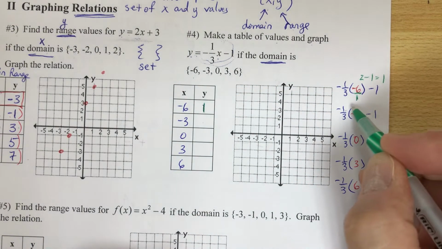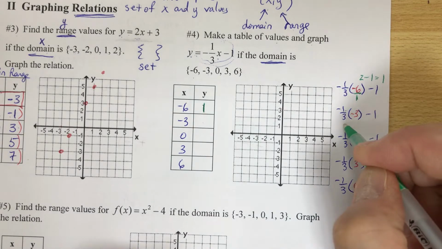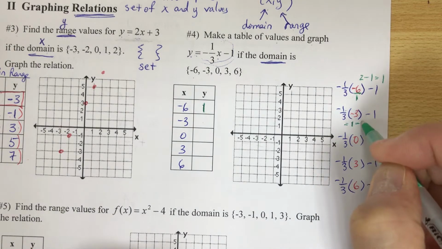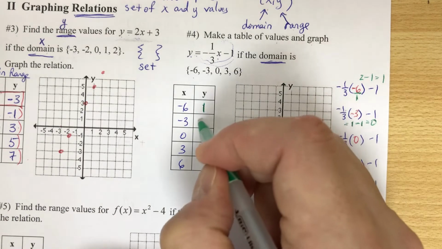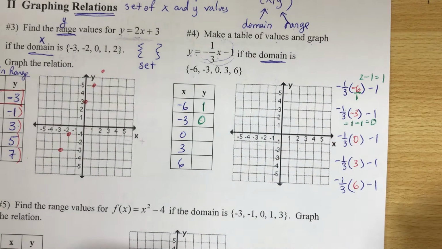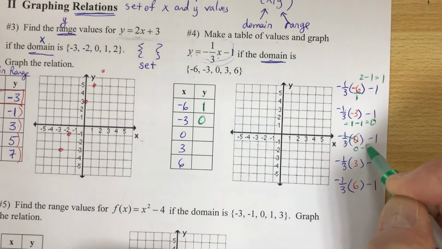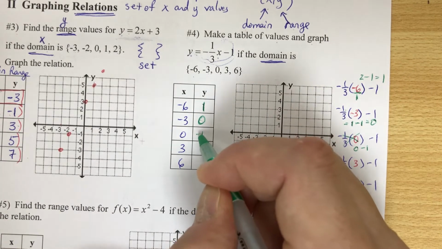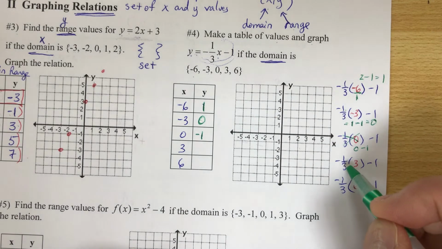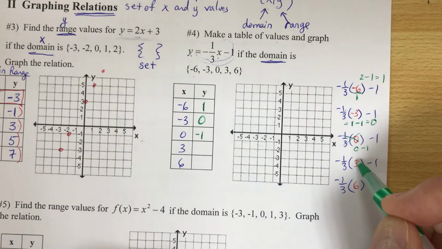When I multiply this, I get +3/3, which is 1. Subtract 1 is 0. The y value is 0. Anything times 0 is 0. 0 minus 1 is -1. -1/3 times 3. Here's 3/1.